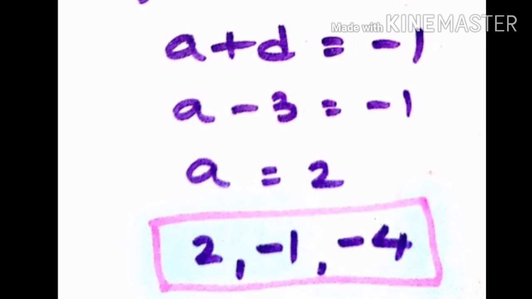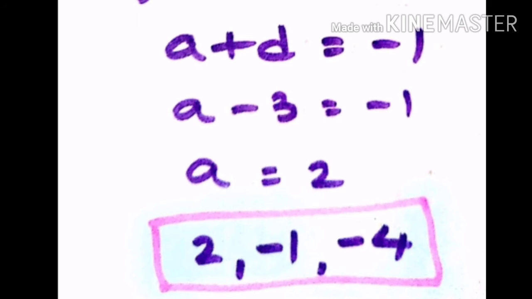If d is minus 3, then again in the first equation, a plus d is equal to minus 1, and a minus 3 is equal to minus 1. So here I find a is equal to 2. Then for the second number, a plus d: so 2 plus 2 minus 3, that is minus 1. And the third number is a plus 2d: so 2 minus 6, which is minus 4.